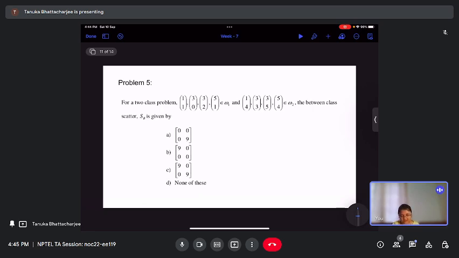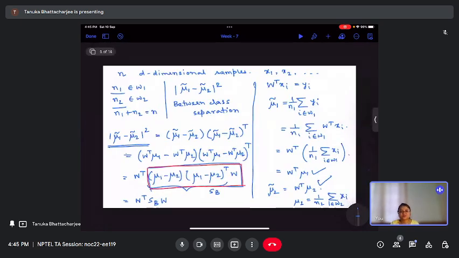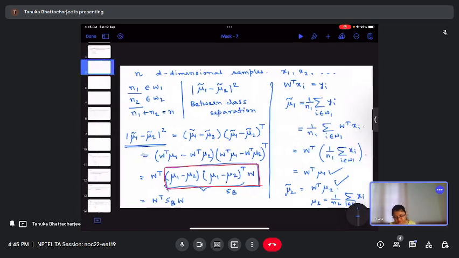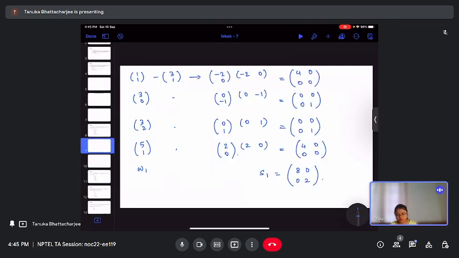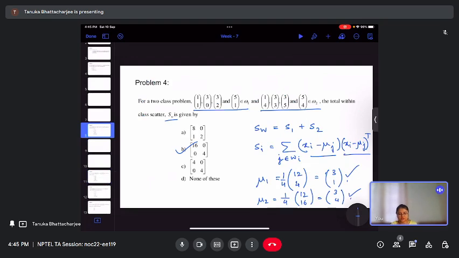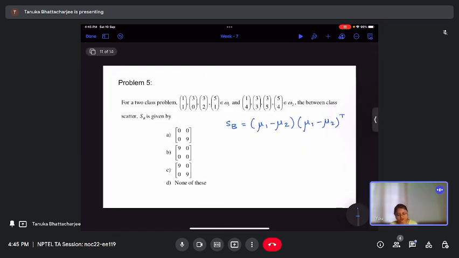There is some lag in the slide. Sorry for that lag. Yeah, now it's there. So here you can see SB we defined as (mu1 minus mu2) into (mu1 minus mu2) transpose. We are simply using that expression here. And in the previous problem we have already computed mu1 and mu2. Mu1 is (3, 1), mu2 is (3, 4). So we just simply take the difference and take the outer product.